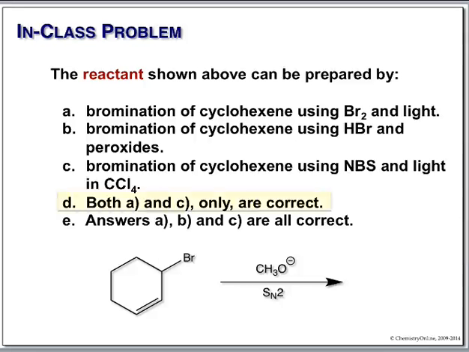Wouldn't A give you a radical though? Yeah, but again, we have an alkene. This is our allylic position, the bromine radical. Same bromine radical you get with NBS. NBS is just a little nicer to use than bromine itself.